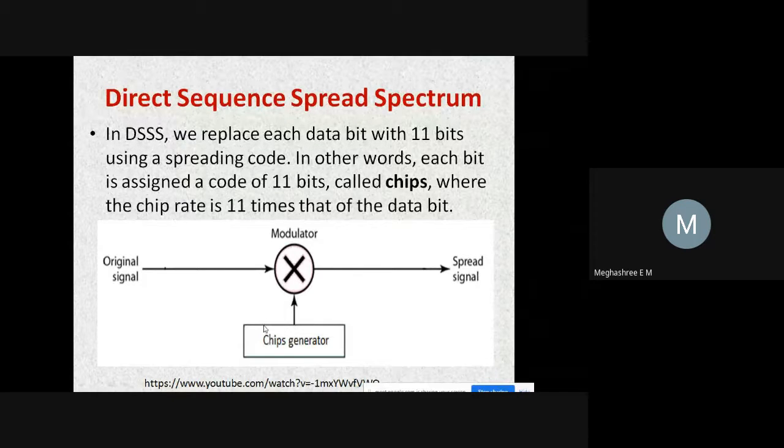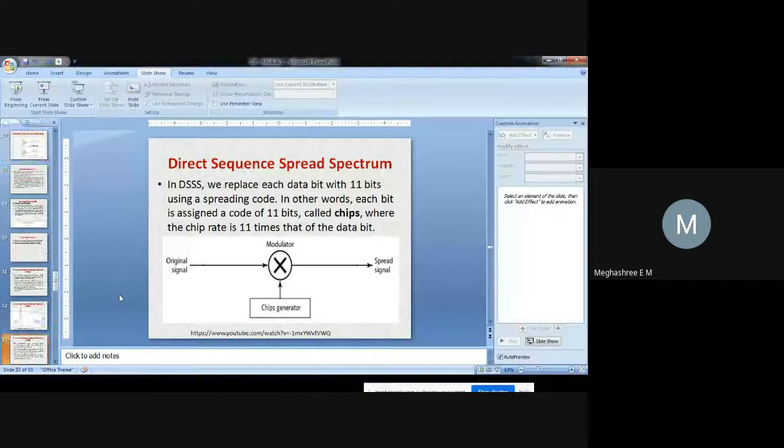Here you can see the chips are generated with the help of the chip generator, which is given to the modulator where the original signal modulates this and generates the spread signal. Okay, this is how direct sequence spread spectrum works. Fine. Now we'll see a video with respect to direct sequence spread spectrum where you will understand how it actually works. Okay, so let me play that video.